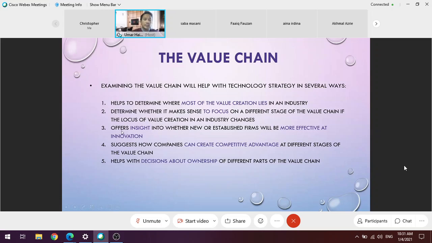And the third one is that it offers insights into whether a new or established firm will be more effective at innovation. So maybe later in chapter two, I have not actually discussed chapter two yet, but again, you need to consider to what extent you need to focus on product innovation and process innovation.